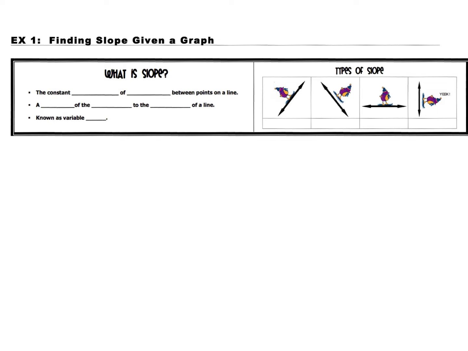In today's lesson, we're going to be looking at how to find the slope. So finding the slope, what is slope? Well, slope is the constant rate of change between 2 points. It's a ratio of the rise to the run of a line. And it's known as a variable m.